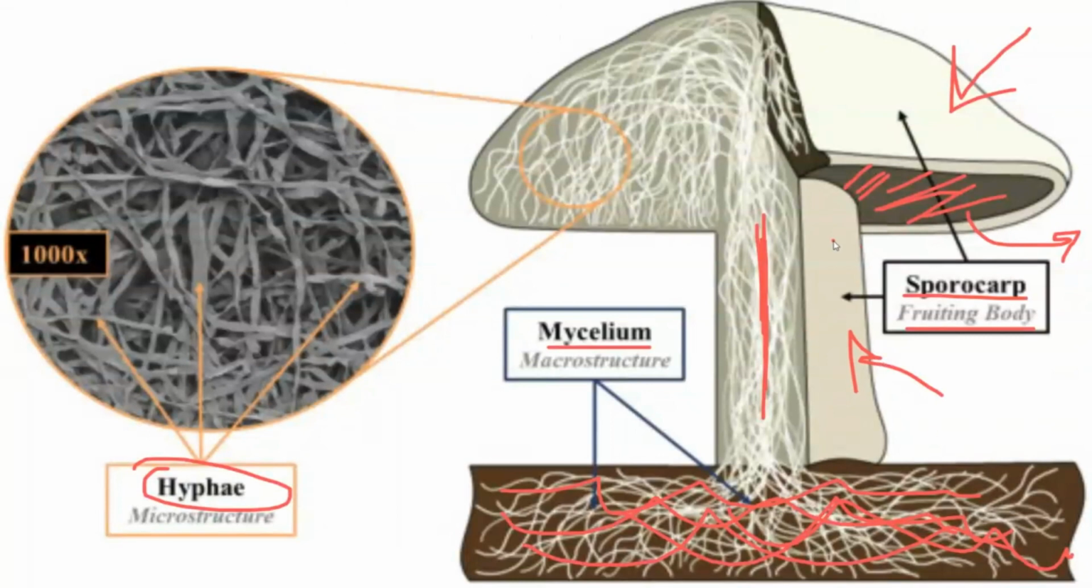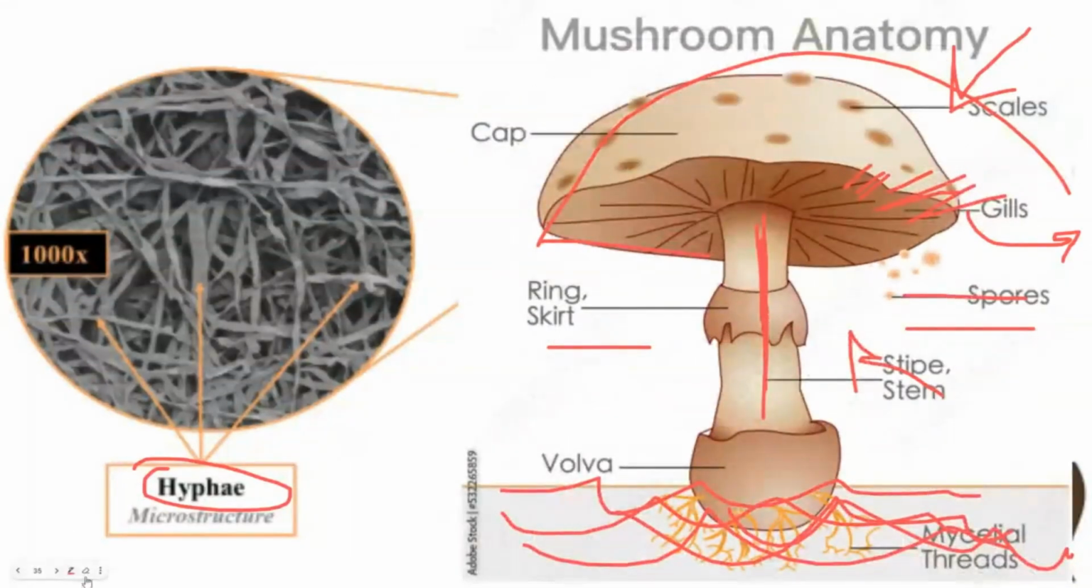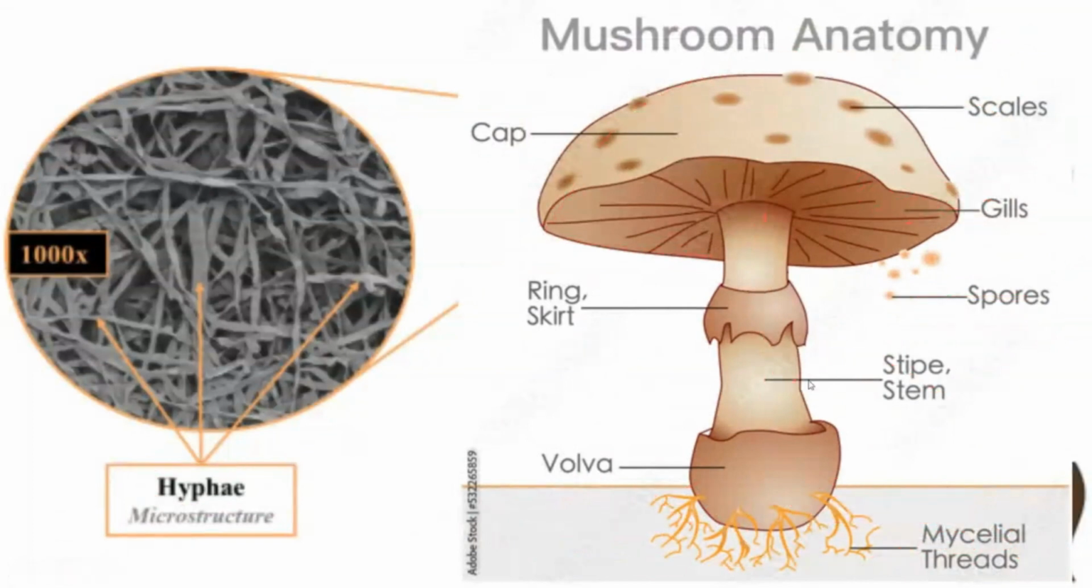Now, not all fungus form mushrooms. We'll talk about the different types of fungi. Many of them do not form this classic fruiting body mushroom shape, but some of them do. And we do need to know the anatomy of the ones that do.